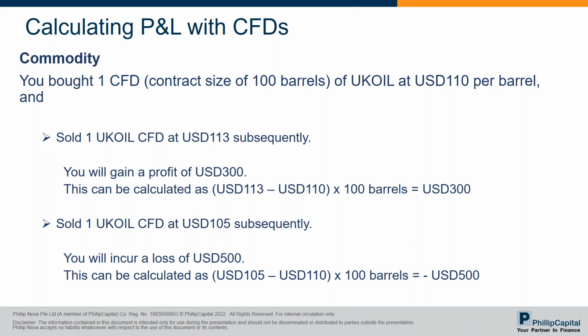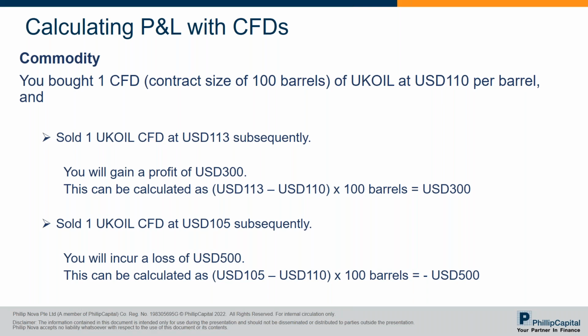By doing this, you will gain a profit of $300. This can be calculated as 113 minus 110, times 100 barrels. So that'd be $300 of gain. Subsequently, let's look at the alternate scenario where you sold it for $105, and you will incur a loss of $500. That is simply 105 minus 110, times 100 barrels, and your loss is going to be $500. So the calculation of P&L is just this simple.